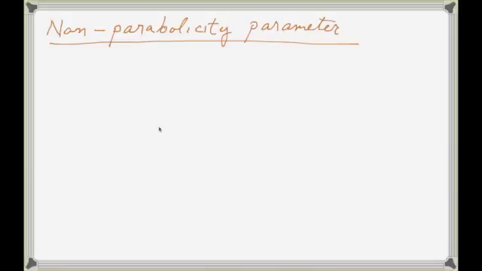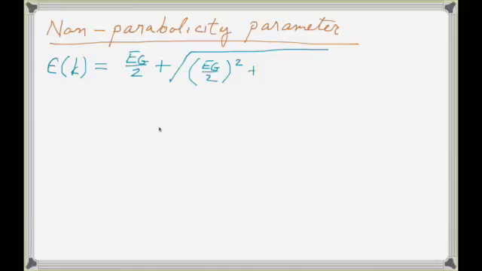Let's see. So we're going to start with our dispersion relationship, and I'm going to call my E as epsilon of k now because I'm going to change variables at some point. So epsilon of k is Eg over 2, and I'm just going to look at the conduction band. Forget the valence band. Let's just look at the conduction band. Plus the square root of Eg over 2 squared plus 4t squared sine squared ka over 2.